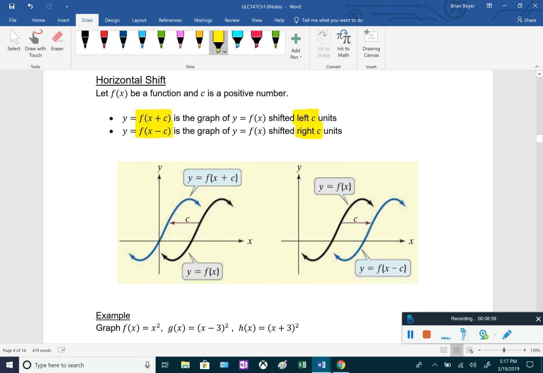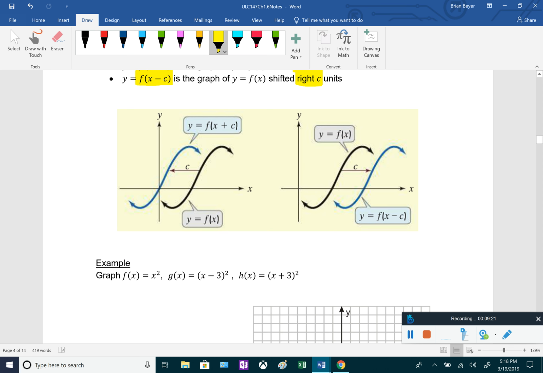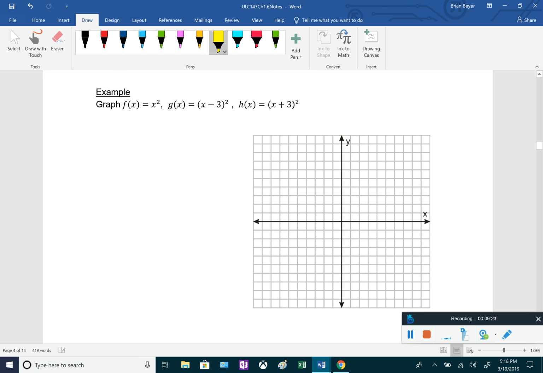You can see in this graph right here, if we're starting on the left with f of x, and then we transform it to f of x plus c, that moves it to the left. The shape stays the same, every point gets moved to the left. And then on the graph on the right, we start with f of x, and then we plot f of x minus c, that moves it to the right c units. Okay, let's see an example.